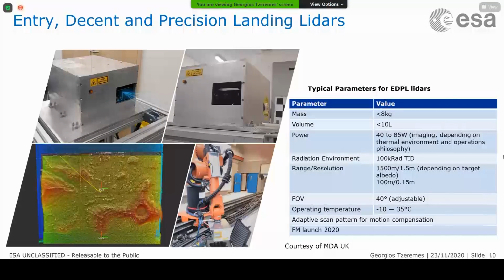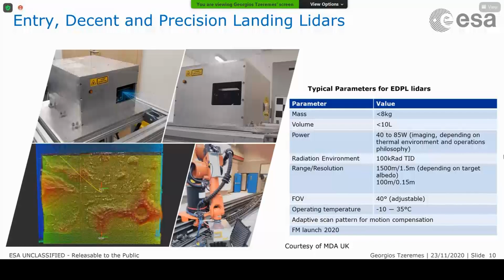This is a demonstration model of pilot. This is a scanning instrument. The typical parameters for entry, descent, precision landing LIDARs is the mass should be around hopefully less than 8 kilos, volume less than 10 liters, and the power we try to keep it less than 50 watt.